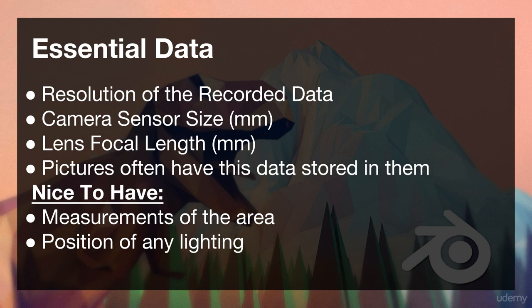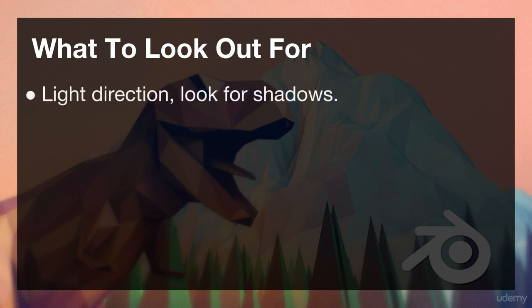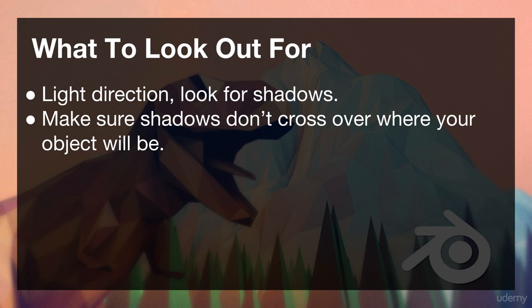Now, in this particular instance, we're going to use a photo, so the lighting is probably just going to be the sun. Keep things simple, remember that. Now, a couple of things to look out for. Light direction and looking for shadows. Now, they kind of go hand in hand, and shadows can be both a blessing and a curse. So you will want to make sure shadows don't cross over where your object will be.